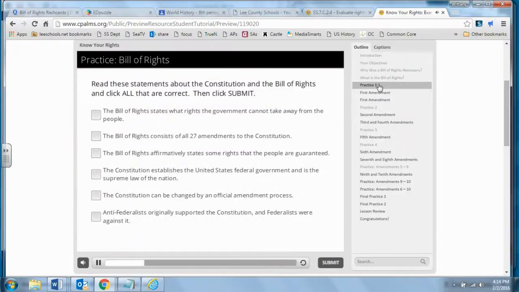Let's practice what you've learned so far. Read these statements about the Constitution and the Bill of Rights, and click all the ones that are correct. Then click Submit.